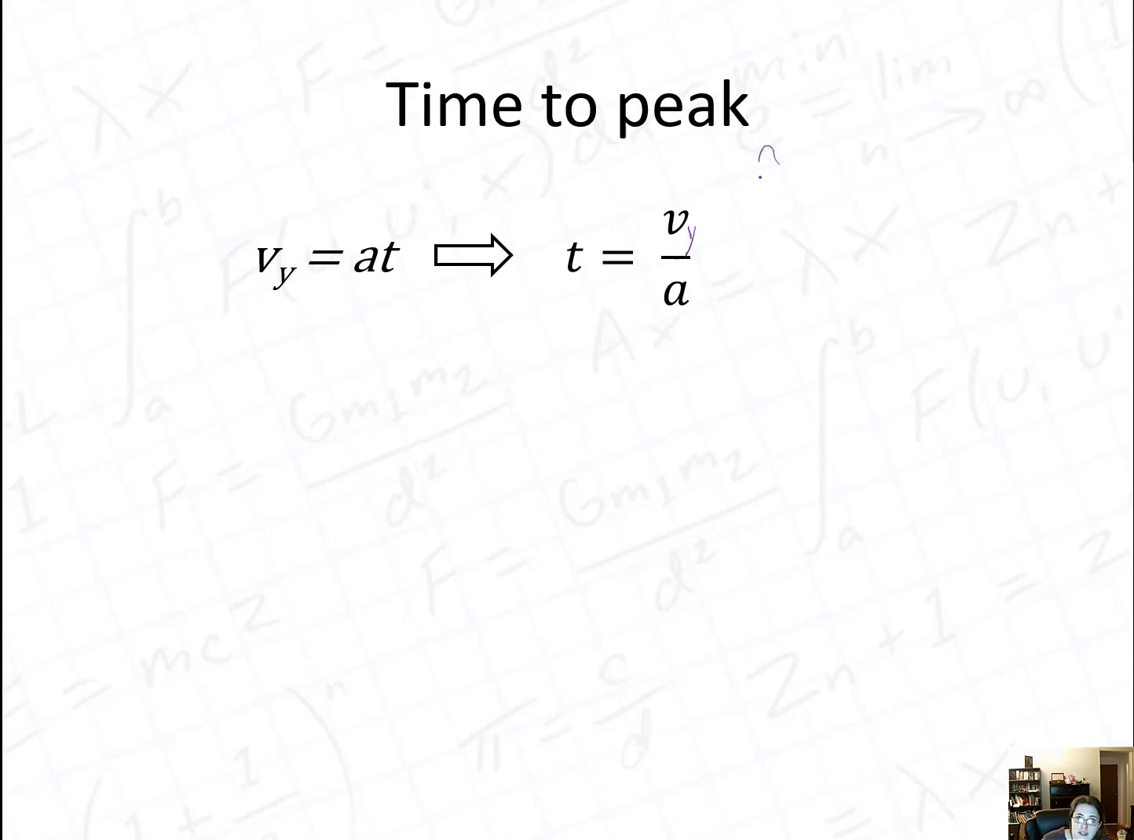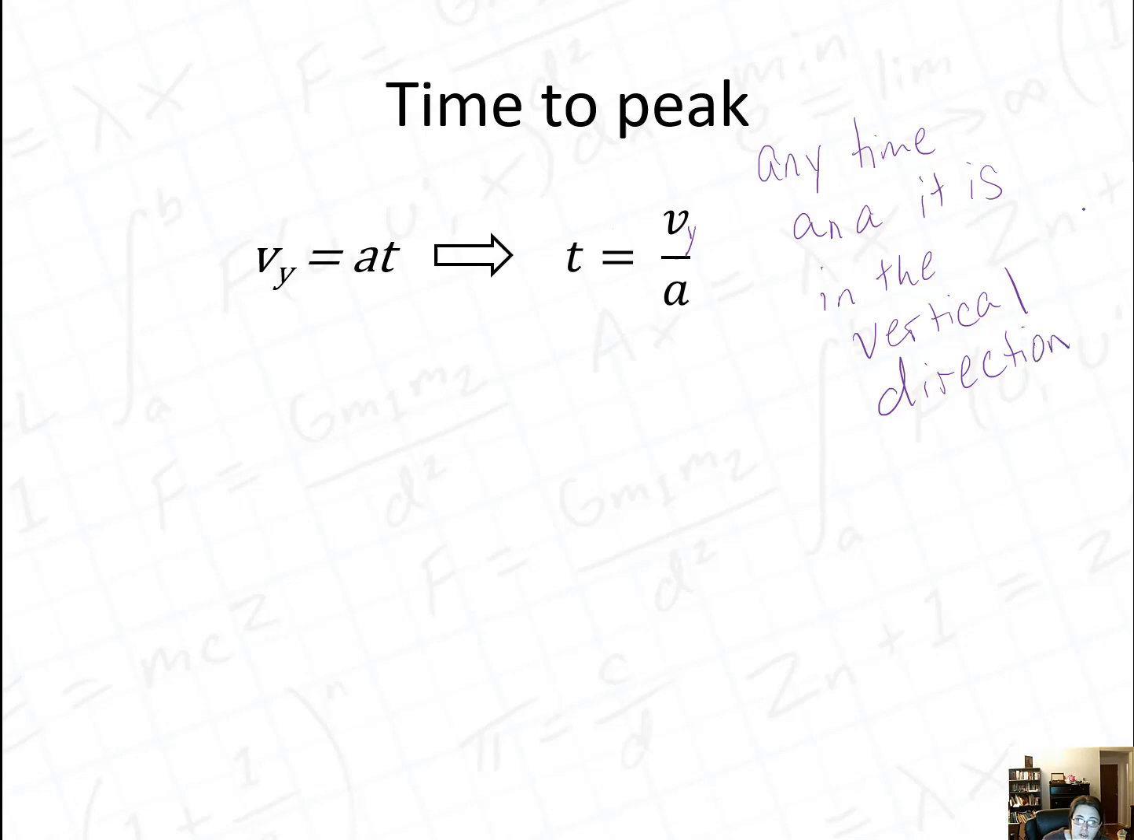Remember, anytime there's A, it is in the vertical direction, just because there isn't any acceleration in the x direction, so you don't have to worry about it there. So that means that we just take that 20 meters per second we found before, divide it by 10 meters per second squared, which is gravity, and it's going to be 2 seconds.